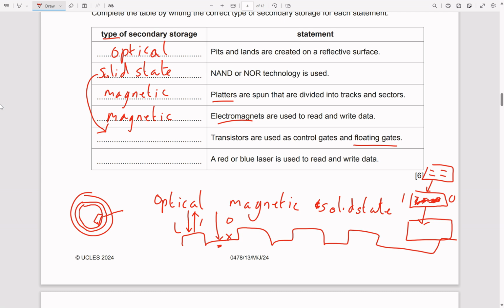Right, then we have a red or blue laser used to read and write data. So if we're talking about a laser, like we said, that's going to be optical storage here, with the pits and lands.